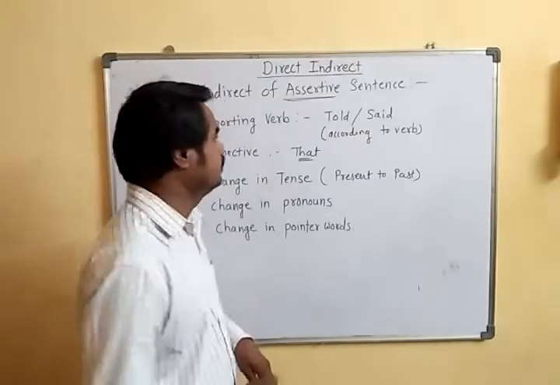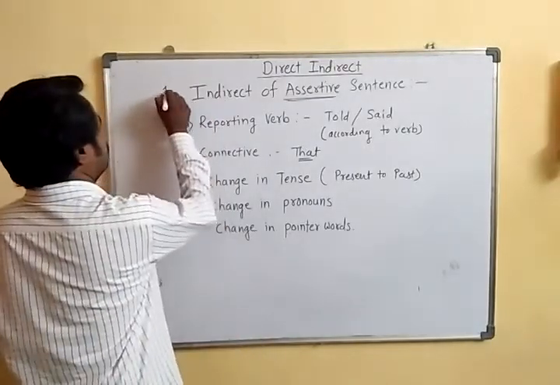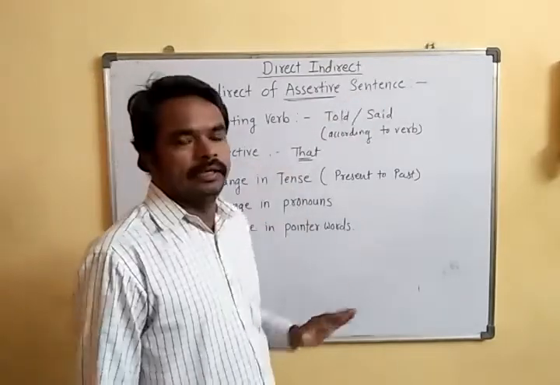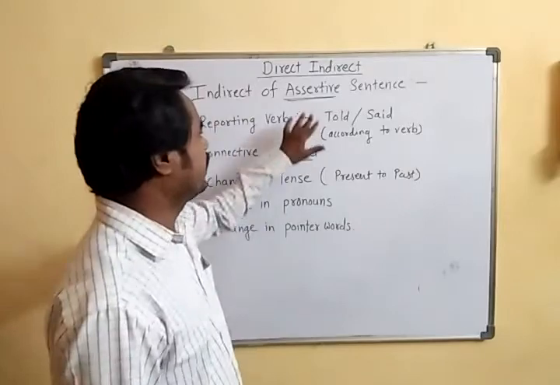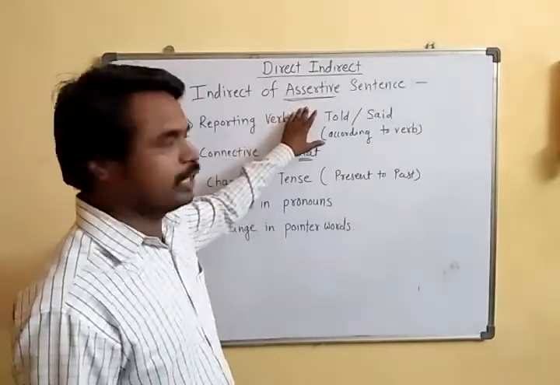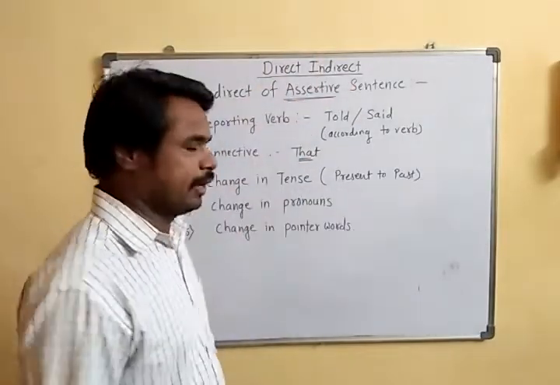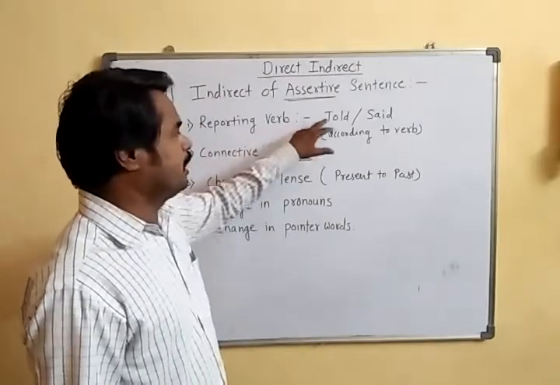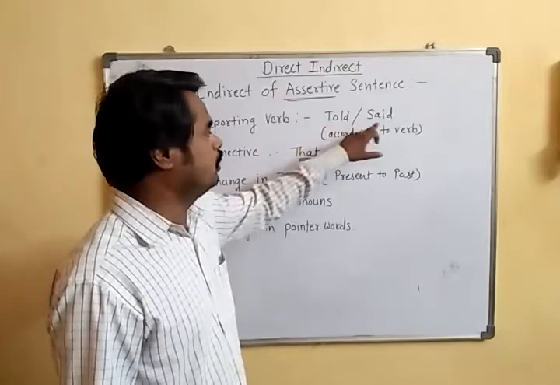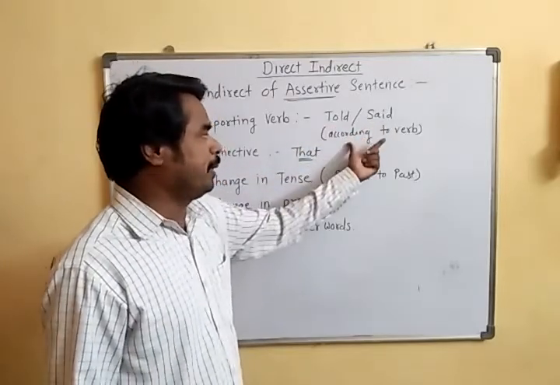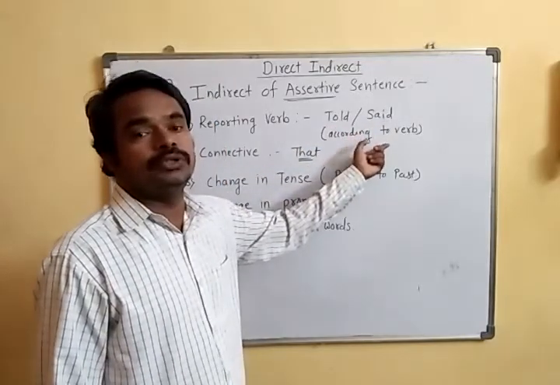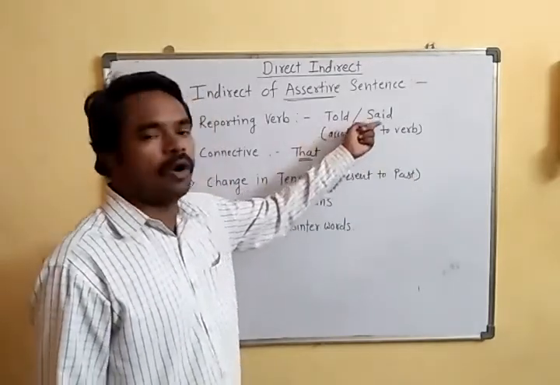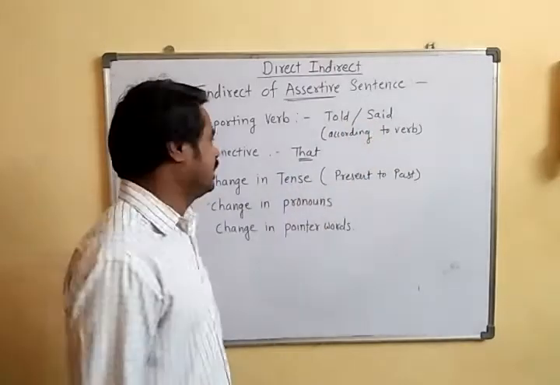Now let us begin the first type, that is indirect of assertive sentences. See, there are 5 steps while making change in assertive sentence from direct to indirect. The first one is the reporting verb. We have to use the reporting verb told or said. It depends on which verb is used in the sentence. Means according to the verb you have to take told or said. Okay, it depends on the sentence.